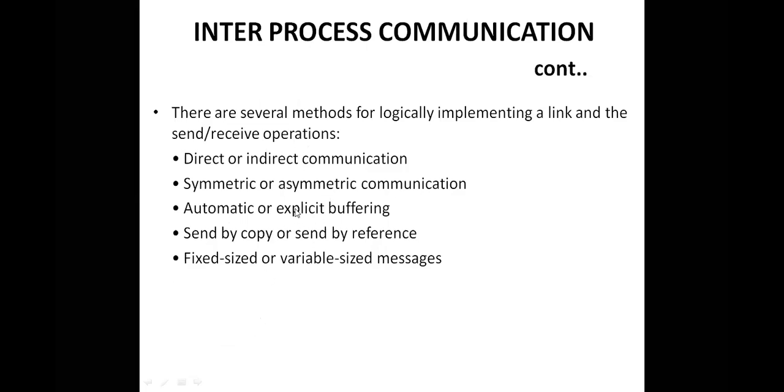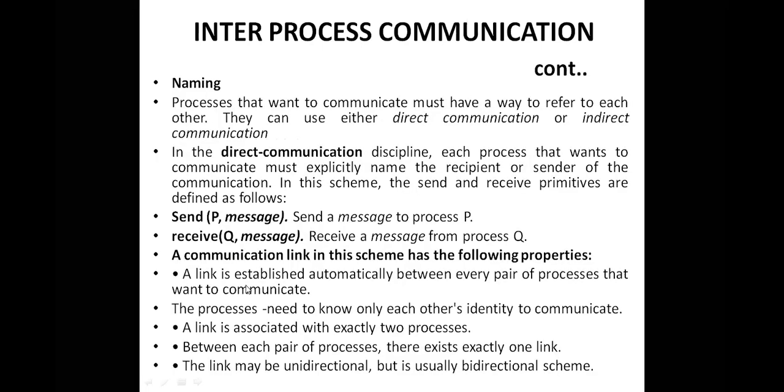These are the types of implementing send and receive operations. First one is direct or indirect communication, symmetric or asymmetric communication, automatic or explicit buffering, send by copy or send by reference, fixed size or variable size messages. Under the first one, naming. Naming is the first concept in message passing. The first one is direct communication. Concentrate on the bold letters for your benefit, so I made it bold.